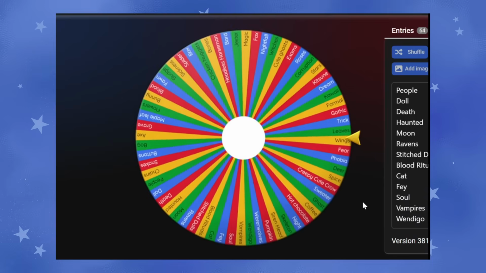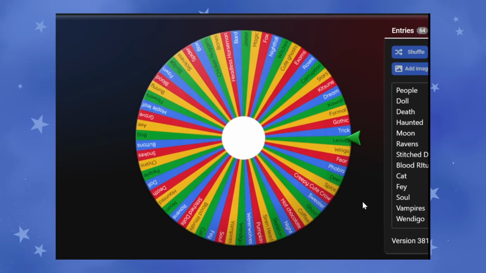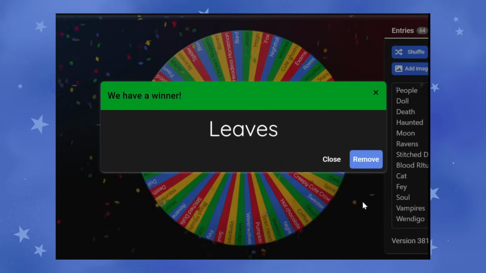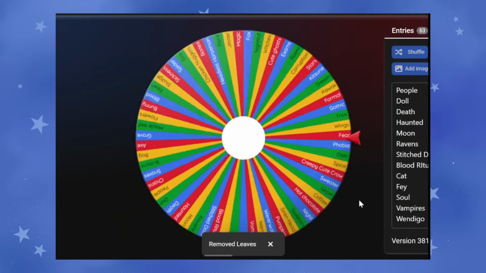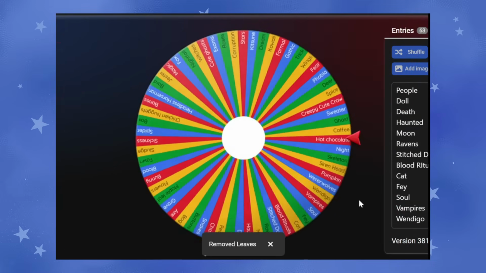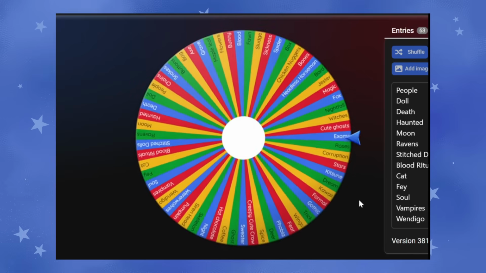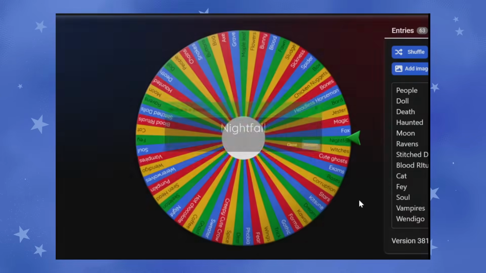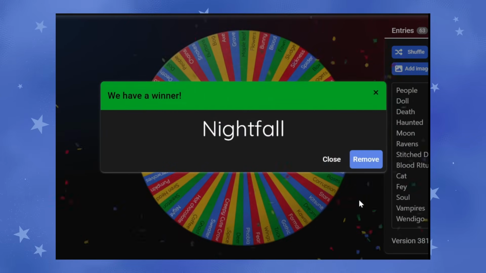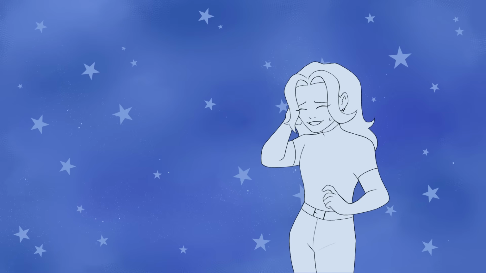Maybe vampire would be good and easy, so... Leaves. Okay. Okay, third and final thing. Nightfall. Okay, interesting. Right. Let's see what we can do with that.